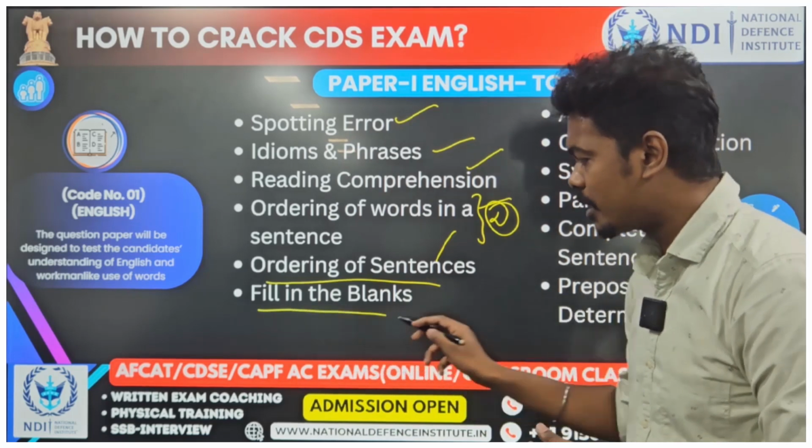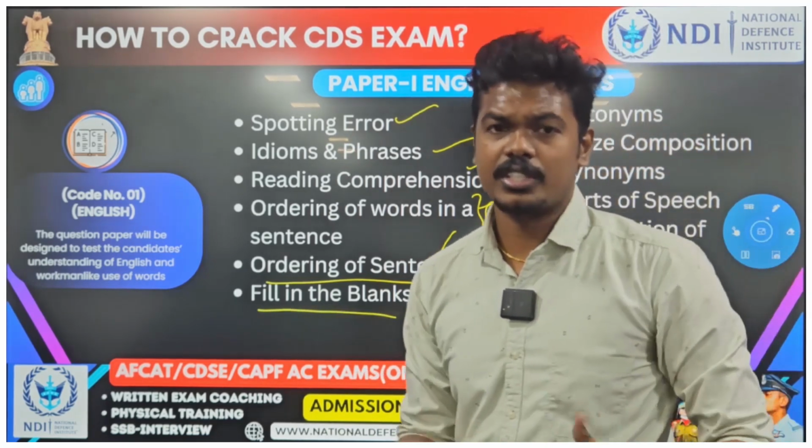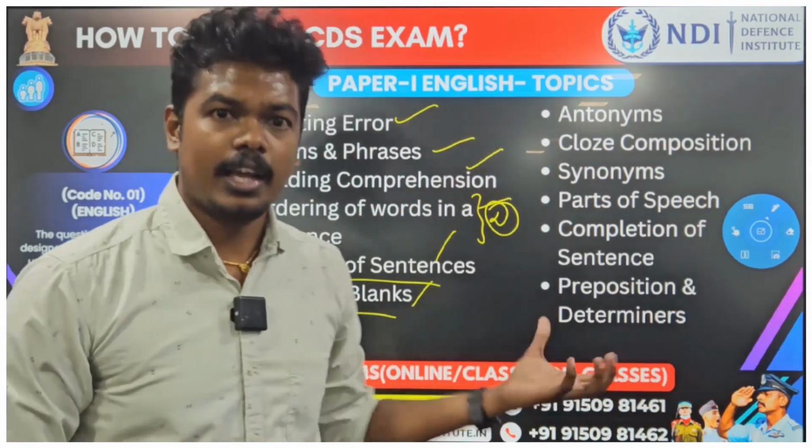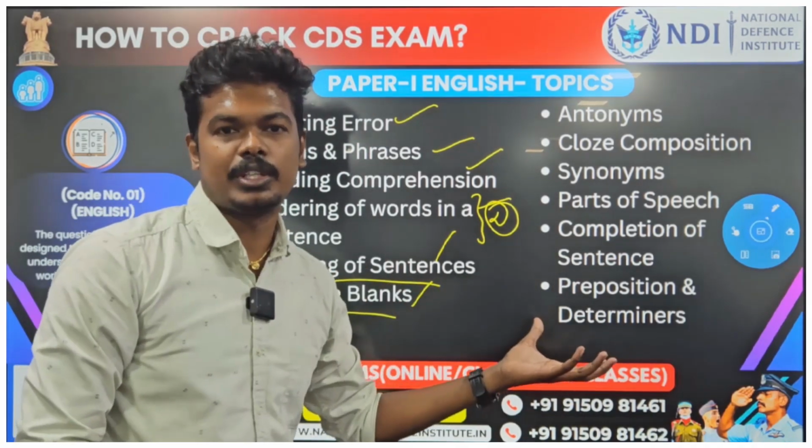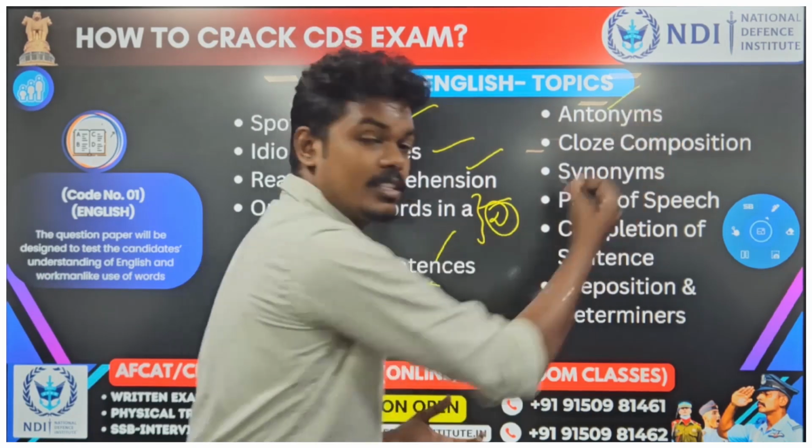And next you see fill in the blanks. This can be with anything, preposition, conjunction like that, it can be for anything. And again, if we just give a simple reading, it will be easy, you can just come up with it. And next you see antonyms.